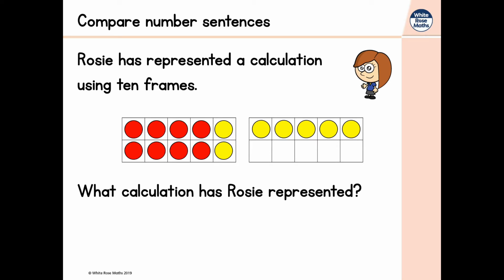How many red counters are there? That's right, there are 8. And how many yellow counters are there? Exactly, there are 7. And what calculation do you think Rosie is doing? She's adding them together. She's showing us 8 plus 7.